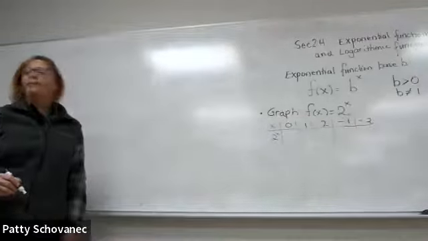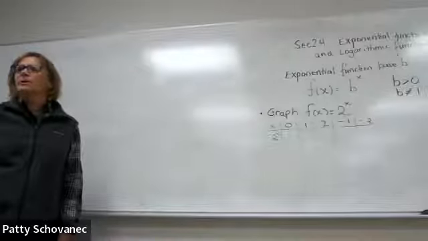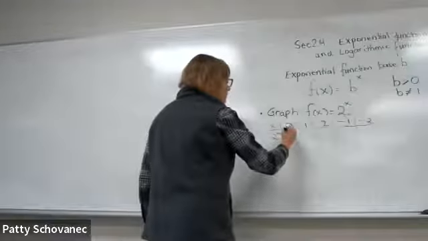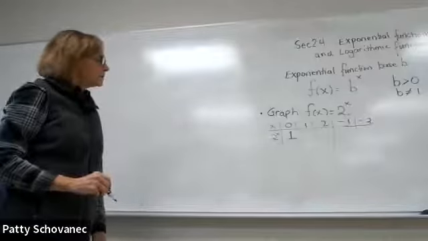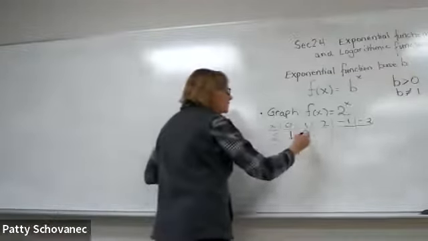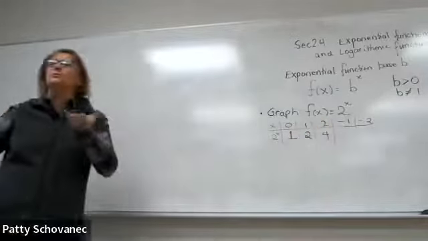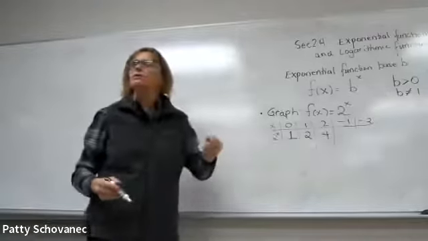All right, I'm putting 0 in for x, and I get 2 to the 0. Who knows what 2 to the 0 means? 2 to the 0 is 1. Any number to the 0 power is 1. All right, what about the next one? 2 to the 1 is 2. 2 to the 2 is 4. What's 2 cubed? 8. This is going to be a doubling function. It doubles the previous entry.